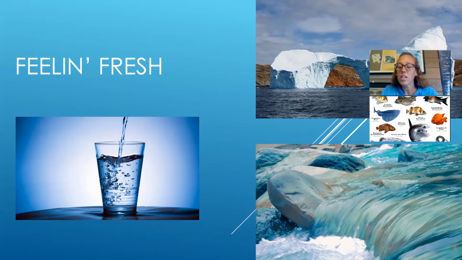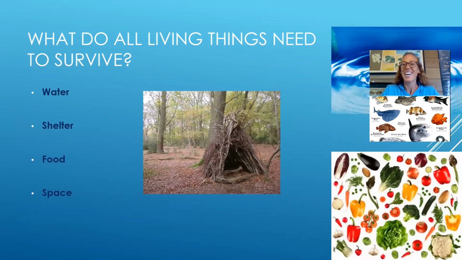All right. So all living things on Earth need a couple things to survive. The most important one is going to be water. There we go. So all living things need water, they need shelter, they need food, and they need space to survive.